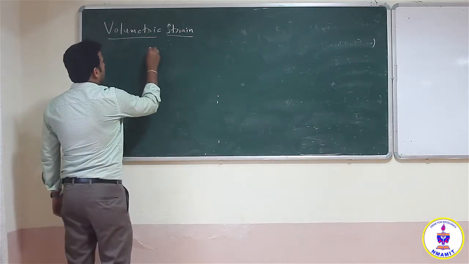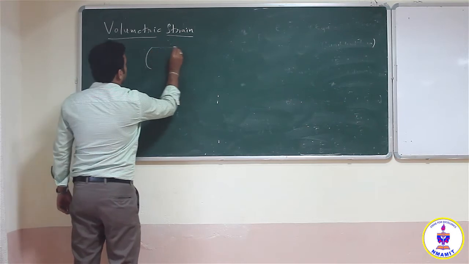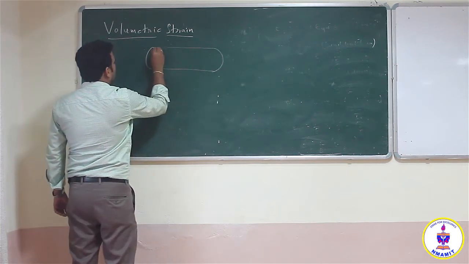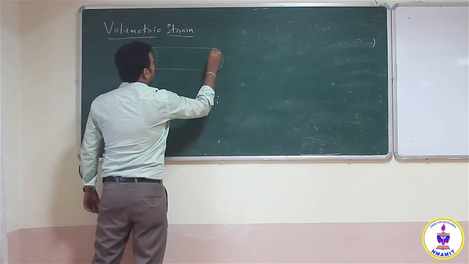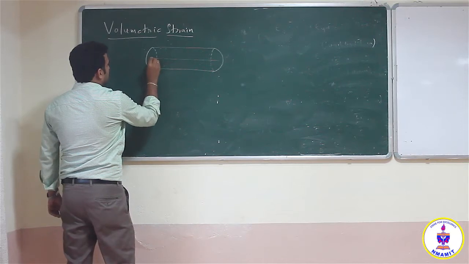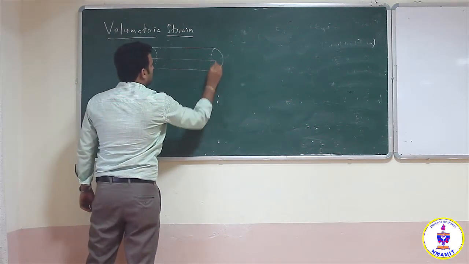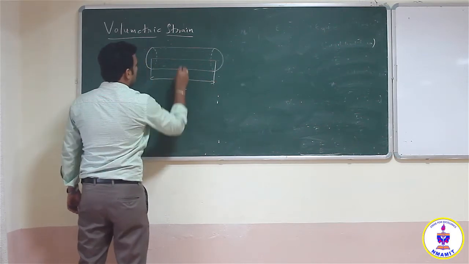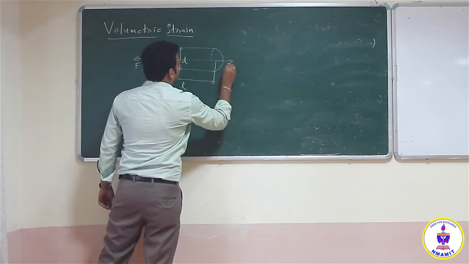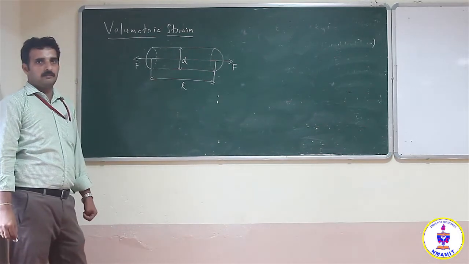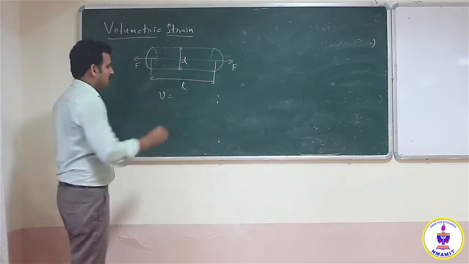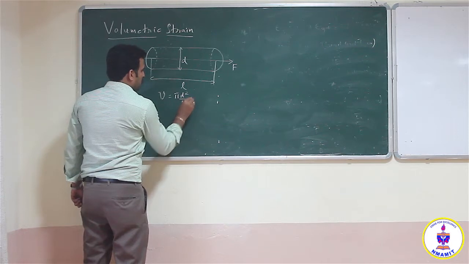Consider a cylindrical bar, so this axis, length L, diameter D, subjected to a direct load, an axial force F. In the same fashion, the volume of the cylindrical bar is pi d square by 4 into L.